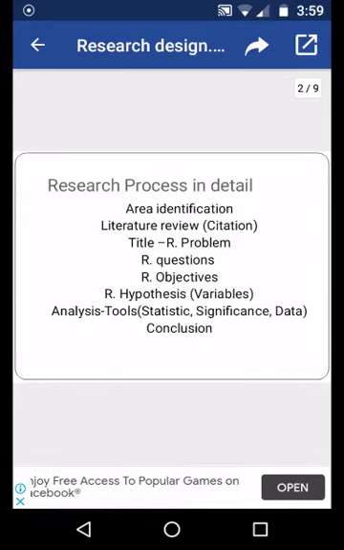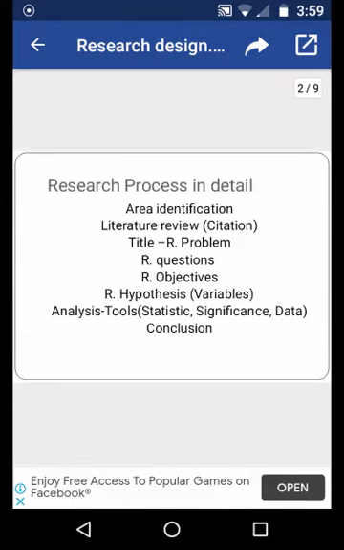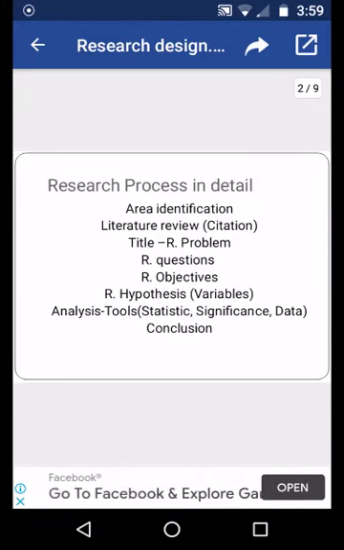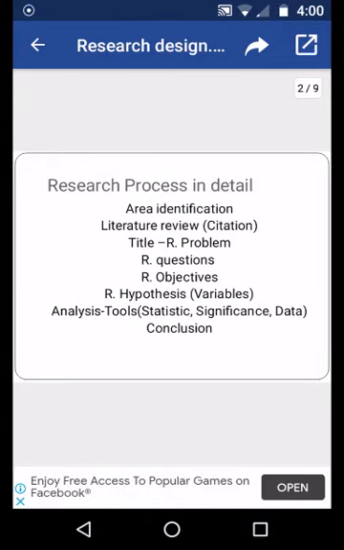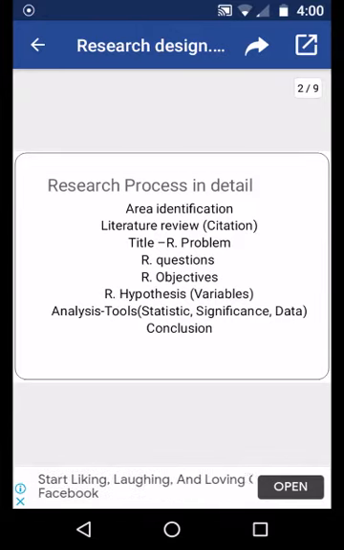But in practical, if we write a paper or if we do a PhD, the first process is area identification. We have to first identify which area we want to write a paper on, or which area we want to do research in, or which area we want to do a PhD in. The area may be a broad finance area or HR area or marketing area or science. In science there may be many areas.